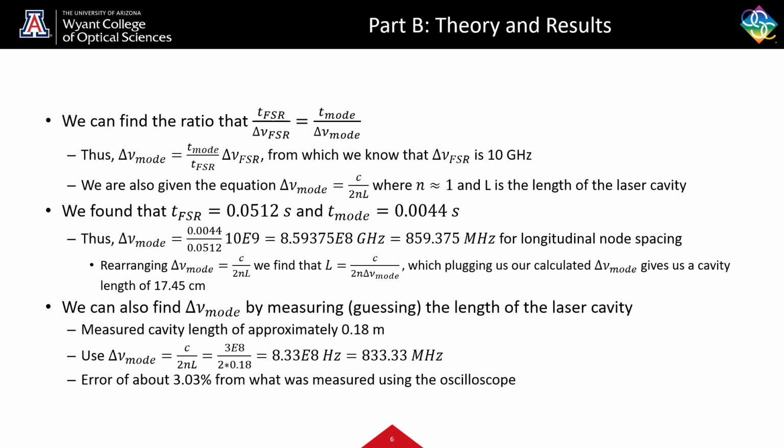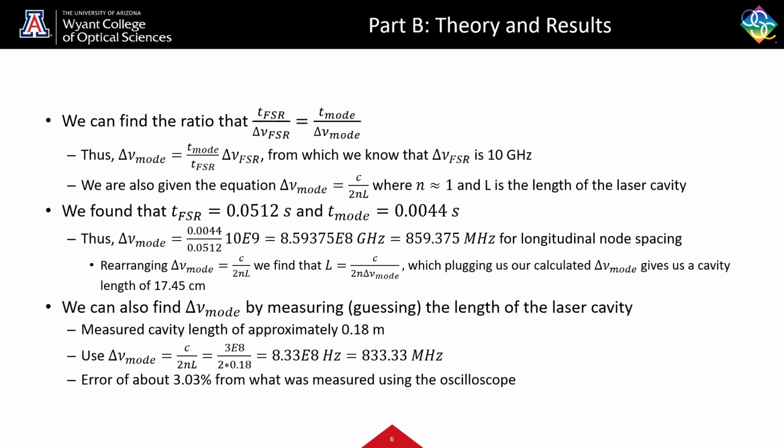We measured T_FSR equals 0.0512 seconds and T_mode equals 0.0044 seconds. Thus, plugging these into the equation, we find that Δν_mode equals 859.375 megahertz for the longitudinal mode spacing. And using the given lasing equation, rearranging, we can find the length of the laser cavity of about 17.45 centimeters.